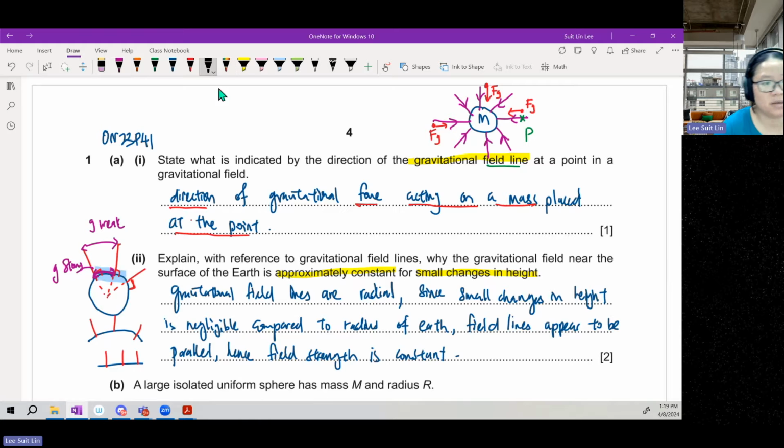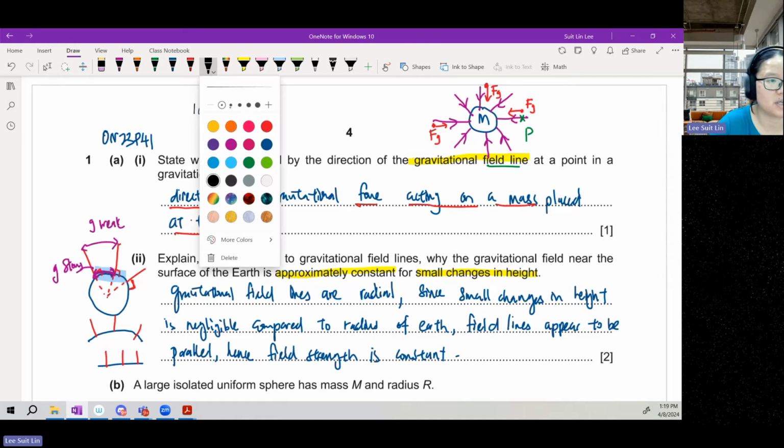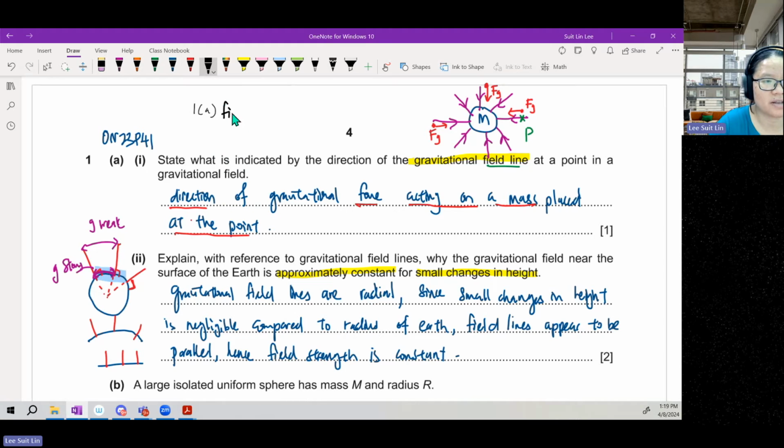So the takeaway here for the first section is to see whether students understand properties about how we draw field lines to represent the field. So the intention of section 1A is to basically understand field lines and how they are used to represent gravitational fields.